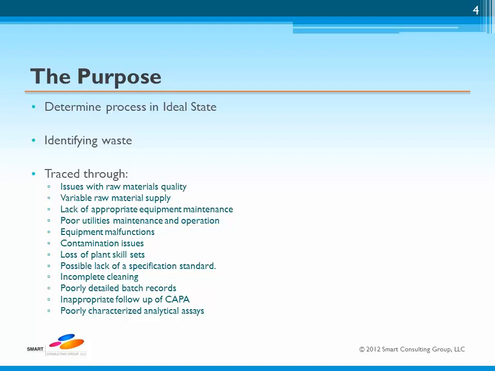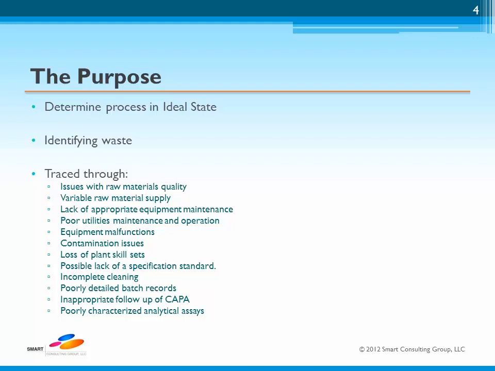Simple things like a loss of plant skill sets due to personnel turnover, which can cause an increase in deviations, the slow completion of work, poor work standards, possible lack of an inspection standard, or incomplete cleaning can result in additional areas where the biopharmaceutical process can fall down.